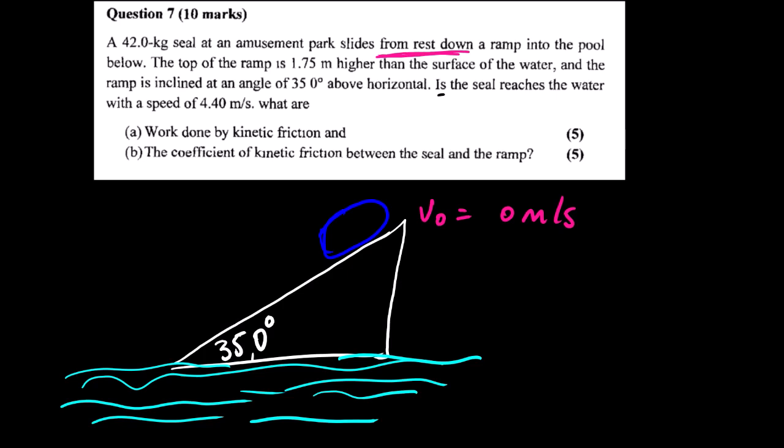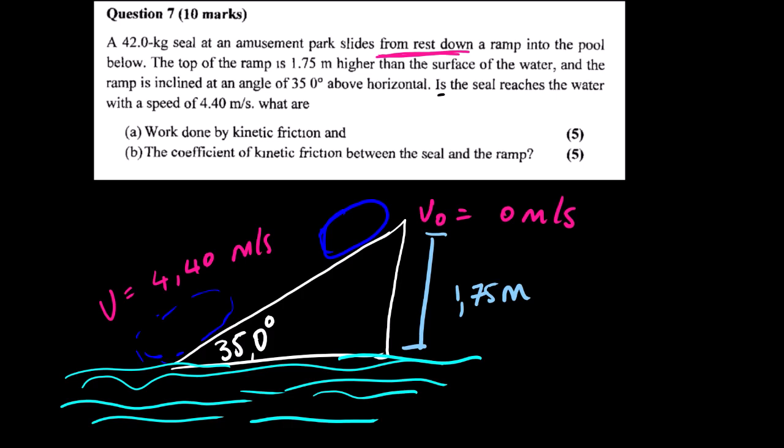And then the height of the ramp from here to here is 1.75 meters. And then when the seal is here, that's where it reaches the water. We find that the velocity is 4.40 meters per second. Now, with this picture, we have an idea of what is happening.